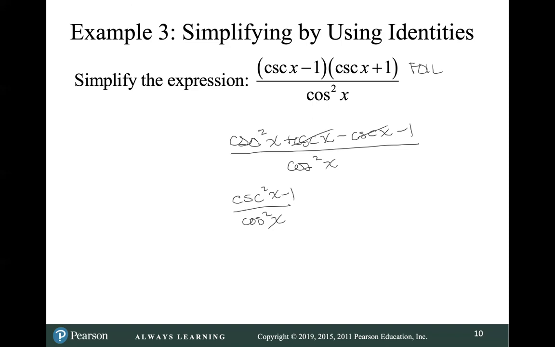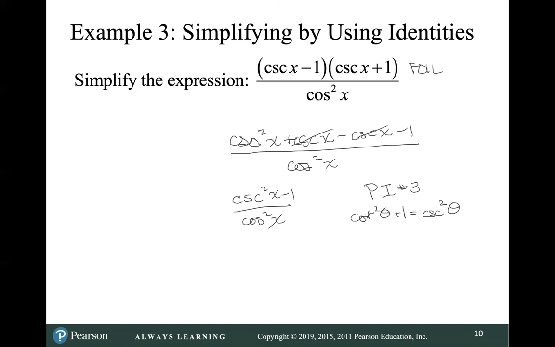Now, this time I don't have sine or cosine. That would be our first Pythagorean identity. I don't have tangent and secant. That would be our second Pythagorean identity. I have cosecant. So this is Pythagorean identity number 3. And our Pythagorean identity number 3 stated cotangent squared theta plus 1 equals cosecant squared theta.